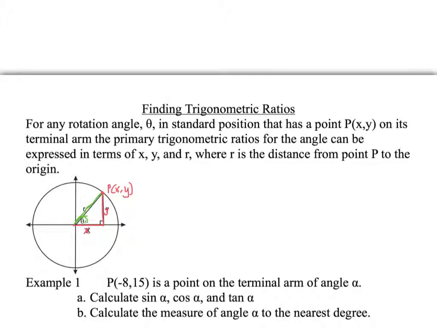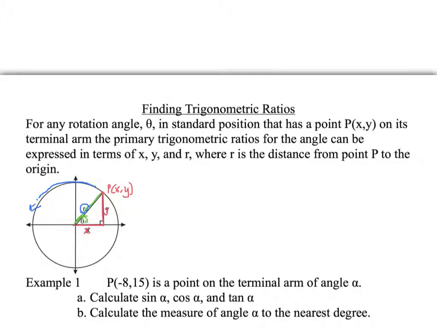Now notice we've labeled the hypotenuse of this triangle with an r. So r is the distance from point P to the origin. The reason I think we use an r for that side is because if we were to rotate point P in a counterclockwise direction around the origin, it would create a circle, and the length of that terminal arm would be the radius of that circle. So that's why we use an r for that side.